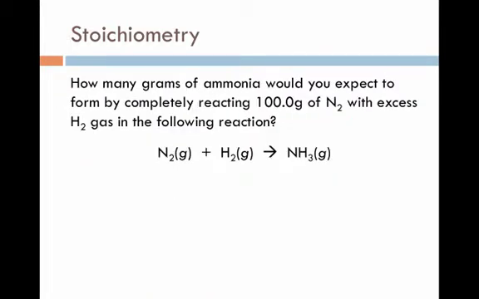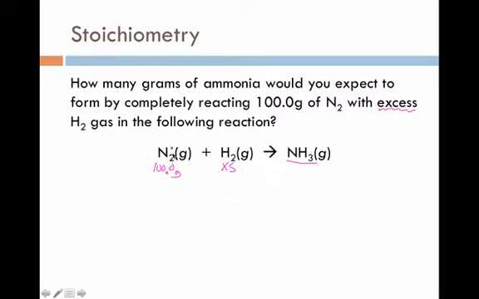To start off this process, we're going to take a look at what an original type of stoichiometry problem would actually look like. This is a very classic example. How many grams of ammonia, the product over here, the NH3, would you expect to form by completely reacting 100 grams of N2, so we have 100 grams of this stuff over here, with excess hydrogen gas. And this is how we've always phrased these before with this term excess in here, meaning we've got plenty of hydrogen gas to go around.